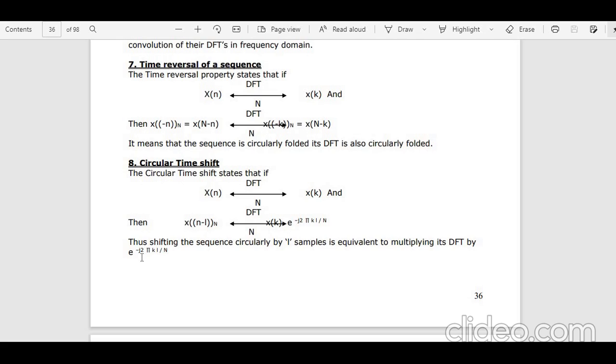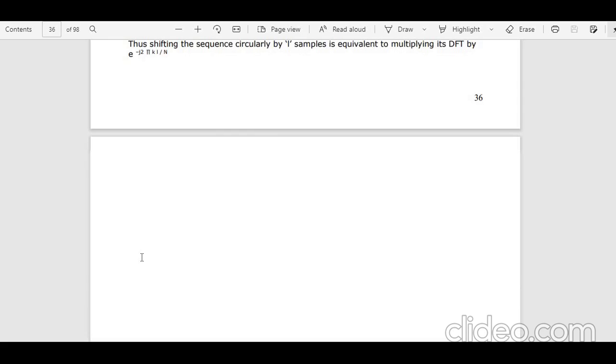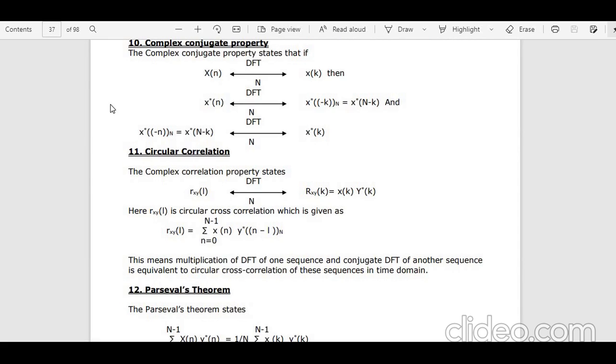Whatever values we have, number of samples n, we apply that and we try to write that particular sequence and we try to write the output of that sequence. Similarly, when you proceed with the property of the circular convolution, we have finished that, students. So now we just want to see the complex conjugate property.